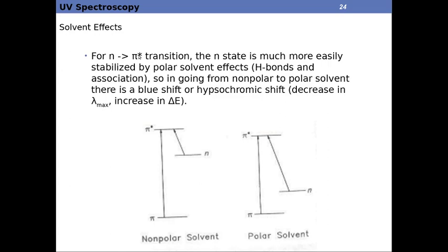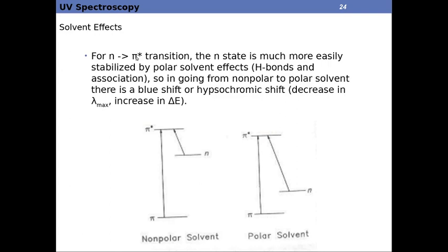This one is a forbidden transition, and correspondingly we see a very weak band in the electronic absorption spectrum because it is symmetry forbidden. But sometimes, because of breakage of symmetry, we might see a little bit of enhancement of the intensity of the n to pi star transition. So we usually see a weak broad band in the electronic absorption spectrum corresponding to the n to pi star transition.